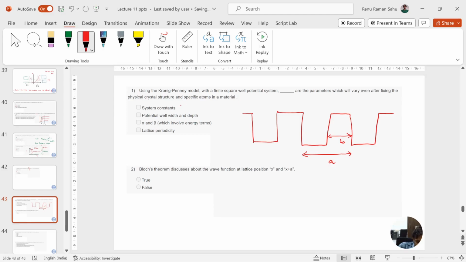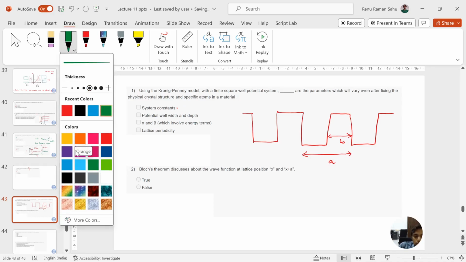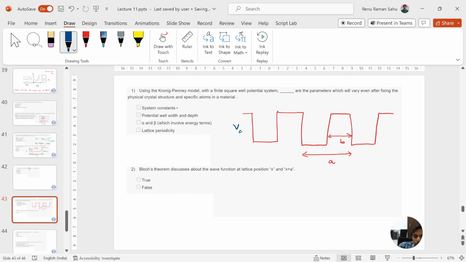The system constants, what are these? A and B are your system constants. What about potential depth? Alpha and beta, right? Yeah, correct. Alpha and beta will change. Lattice periodicity will not change. Yeah, this is correct. Perfect.